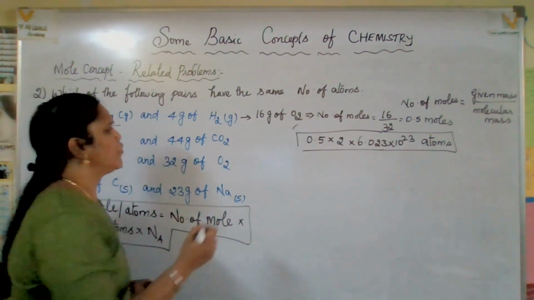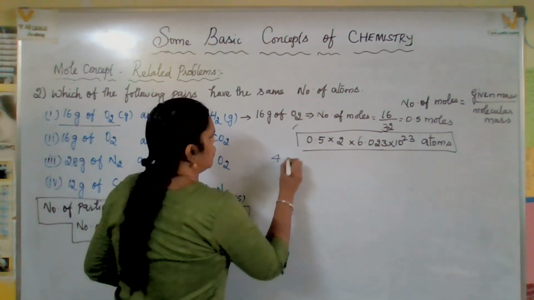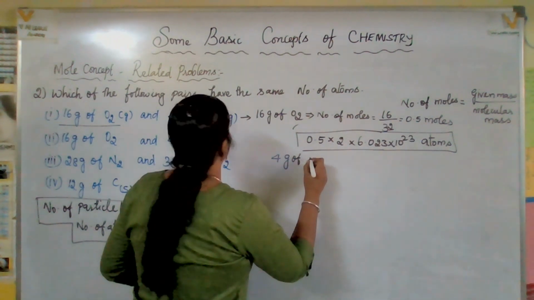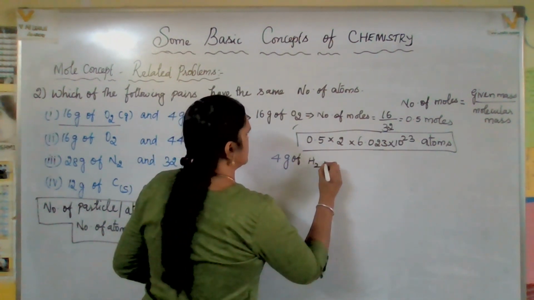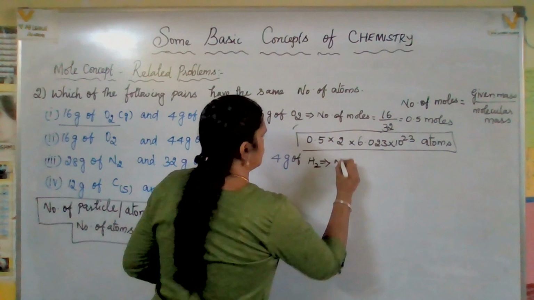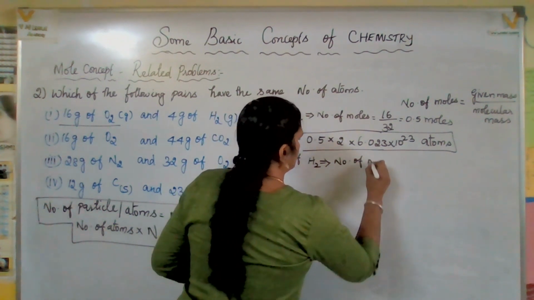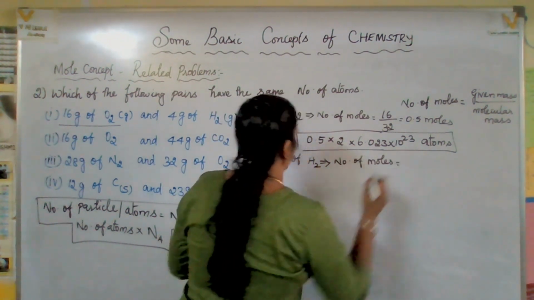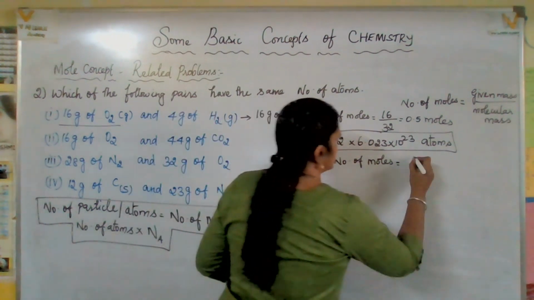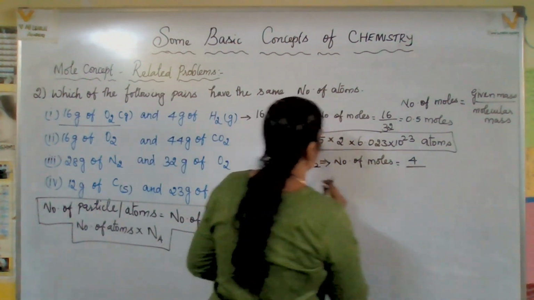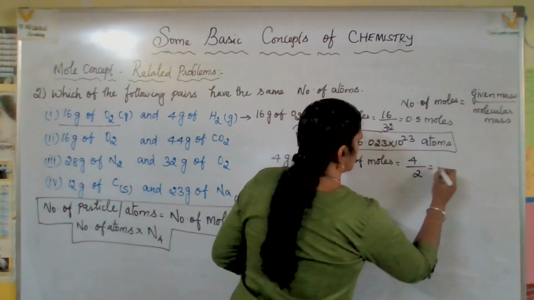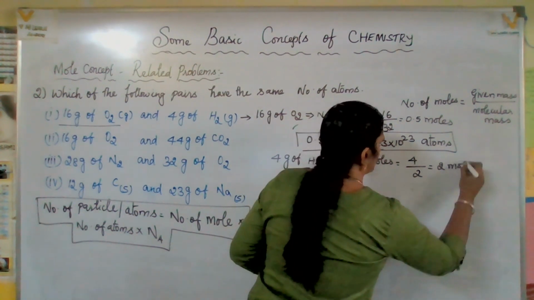Now the second pair, 4 grams of hydrogen. So here also number of moles is given mass by molecular mass. Now what is the given mass? 4. Molecular mass of hydrogen is 2. So you will get 2 moles.